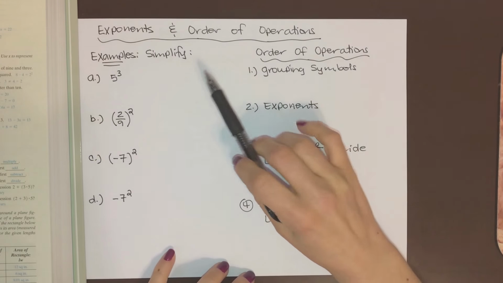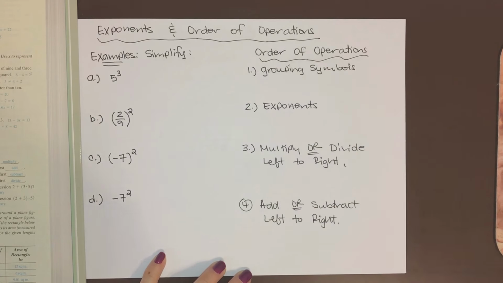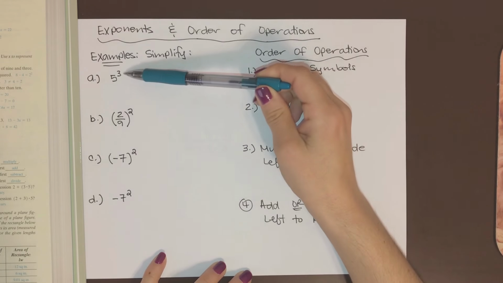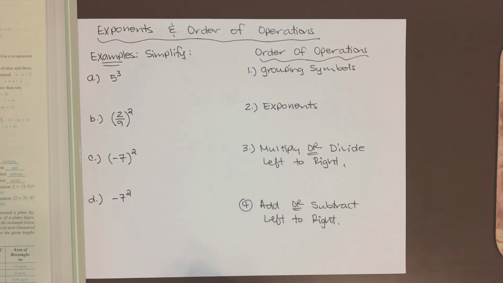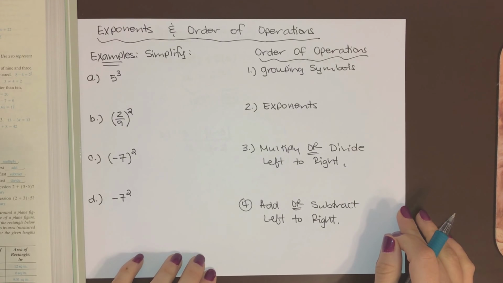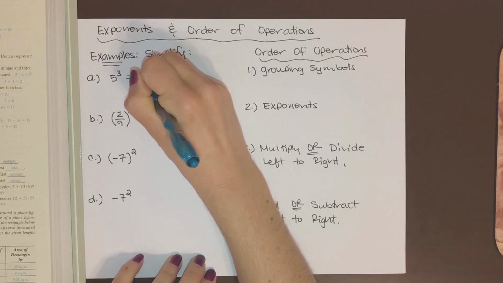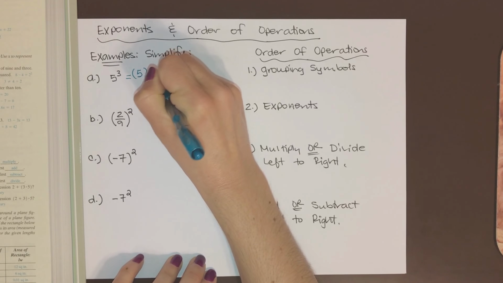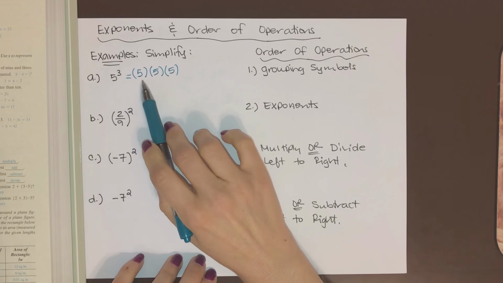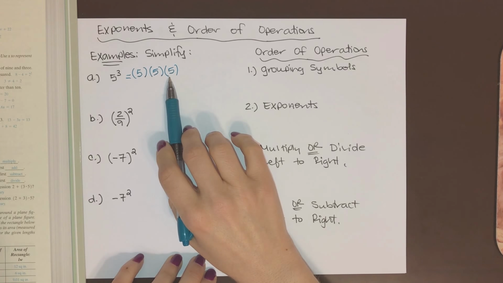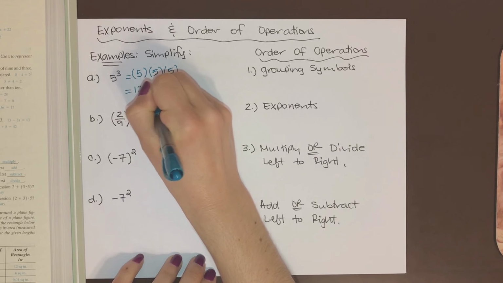So really quick, we want to simplify, and we have our exponent, which is 3, and then our base, which is 5. So we want to look at these 4 examples. For the first one, we want to write 3 copies of 5. The exponent tells us how many times to write our base, and then we will multiply, so we get 125.